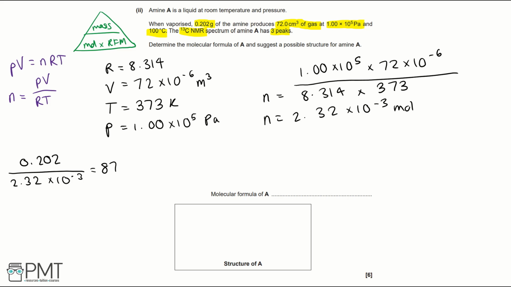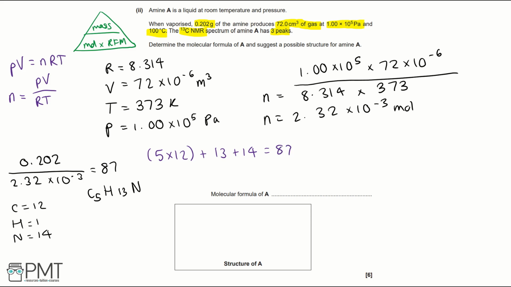So the relative atomic mass of carbon is 12, of hydrogen it's 1, and nitrogen is 14. And using these numbers, we determine that the molecular formula is C5H13N. So to double check, we can do 5 times 12 plus 13 plus 14, and that's going to equal 87. So that's just a way to double check. So now we can write the molecular formula on the line, so C5H13N.